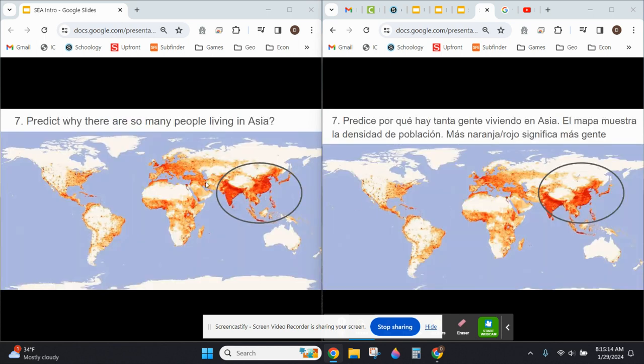This is showing population density, so the more red meaning more people. Why do you think there's so many people living in Asia? And there's lots of reasons. Asia is in the development stage, but it's also had very high carrying capacity, as we call it. Lots of people, lots of resources.